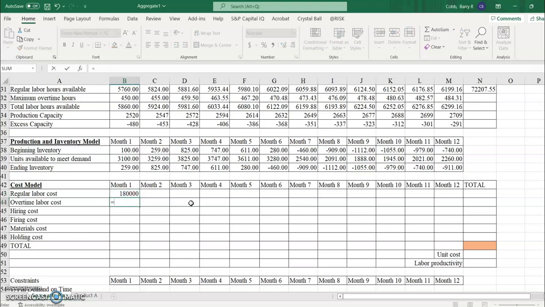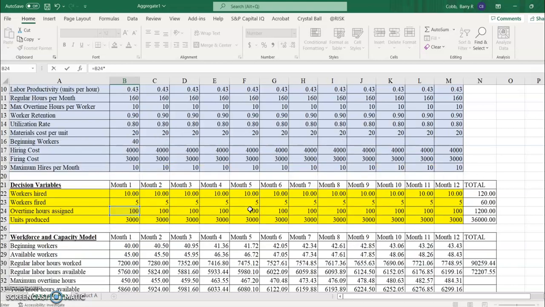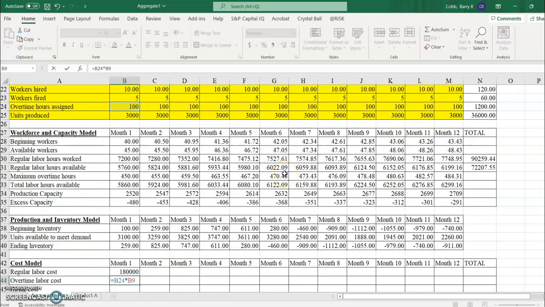The overtime cost. We want to make sure to base this on only the overtime hours that we assign, and those are the decision variables on line 24. And we'll multiply those times the overtime labor rate.